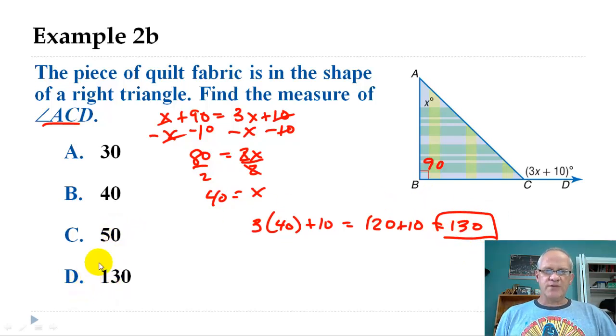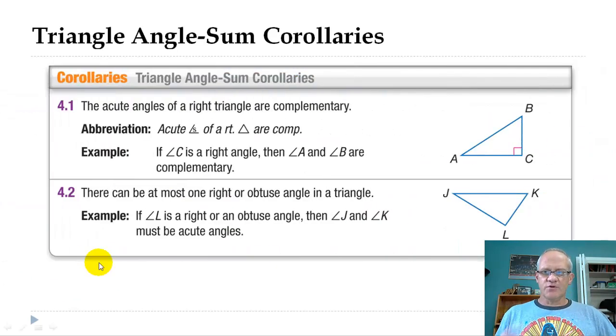So magic red bouncing ball, please enter. And there it is, 130. Good. Okay. All right, couple of quick sidelights here.